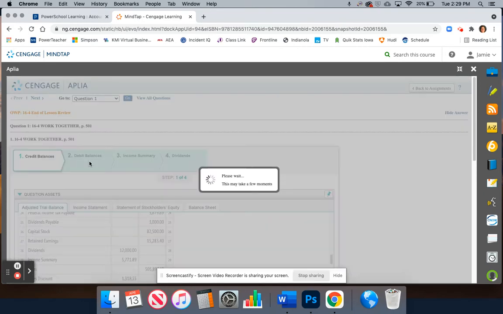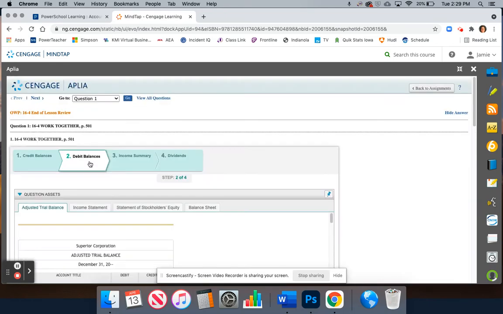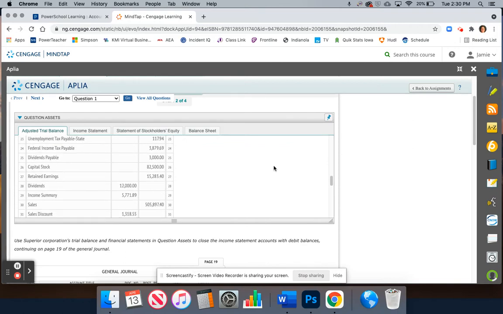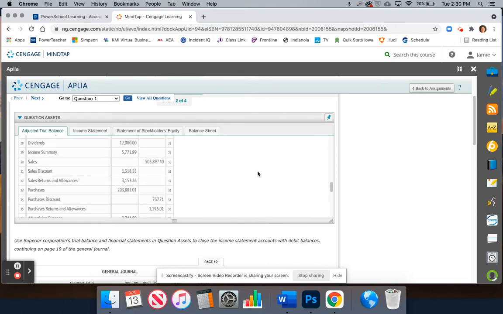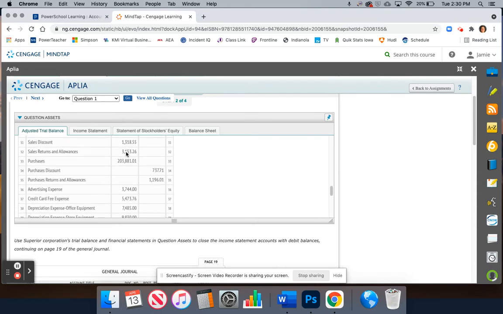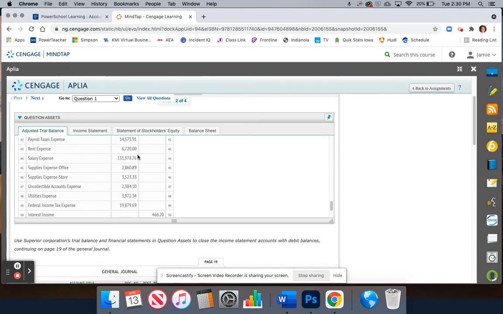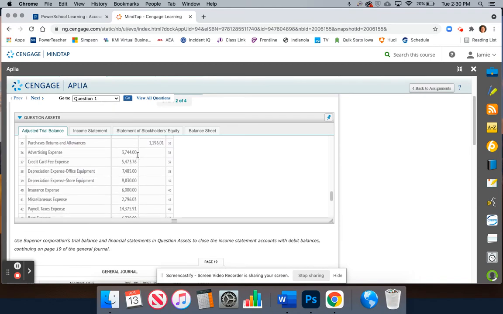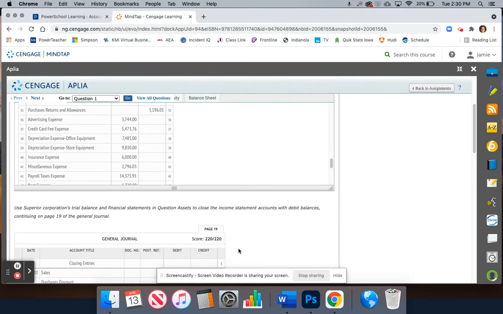Our next step is to close out all of the accounts from our income statement that have a debit balance. Again, looking at our adjusted trial balance, every account from dividends and down that has a debit balance, except for dividends and income summary, because they have their own closing entry. Everything below those with a debit balance, we need to credit to zero out. So our transaction is a credit to all of these debit balances, credit all of those to zero them out, and debit to income summary for the total.